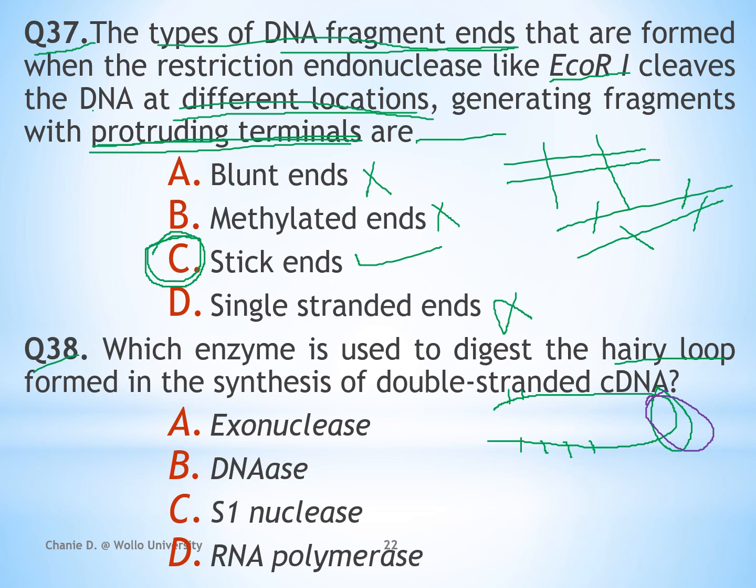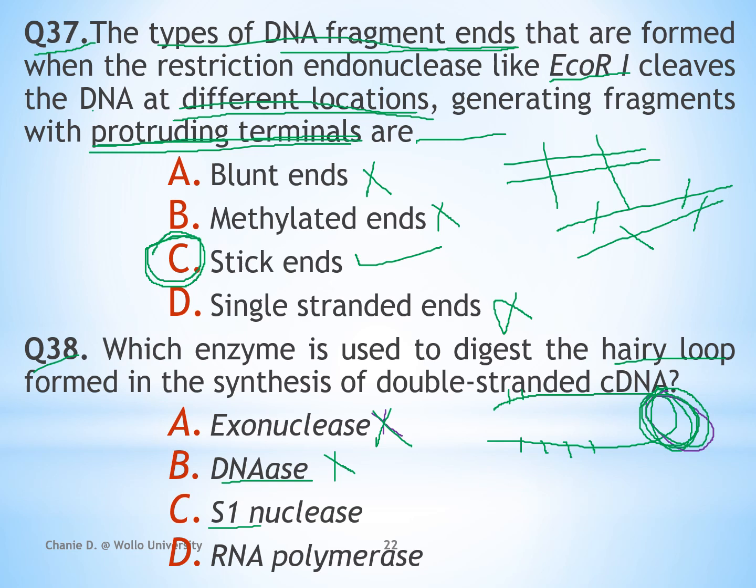A is exonuclease. This is general. There are different types of exonuclease enzymes, so this is more general. DNase is DNA-based and used to degrade the whole DNA strand. This is degradative, so it doesn't cut the loop only. S1 nuclease is the enzyme which is used to cut such a looping during cDNA synthesis.